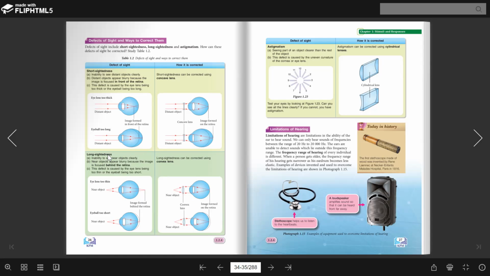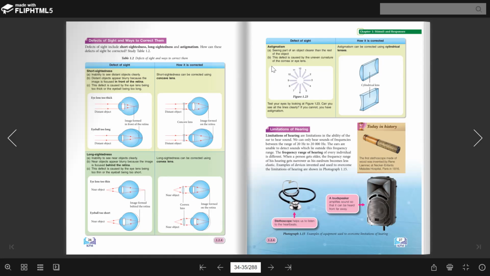And then for long-sightedness, if you notice, the image is formed behind the retina. In order to correct it, we use a convex lens. The convex lens is thick. What happens is that this makes the light land on the retina, so the image will be formed on the retina.